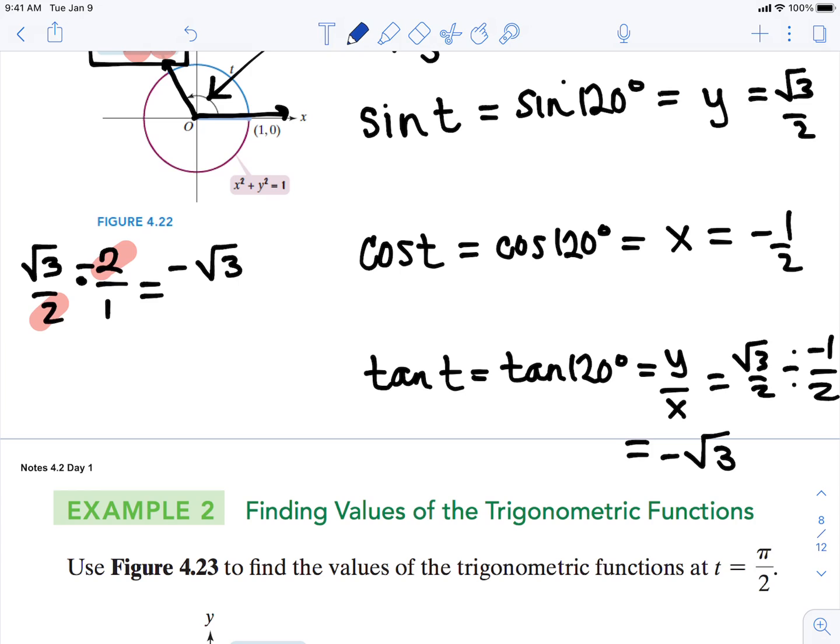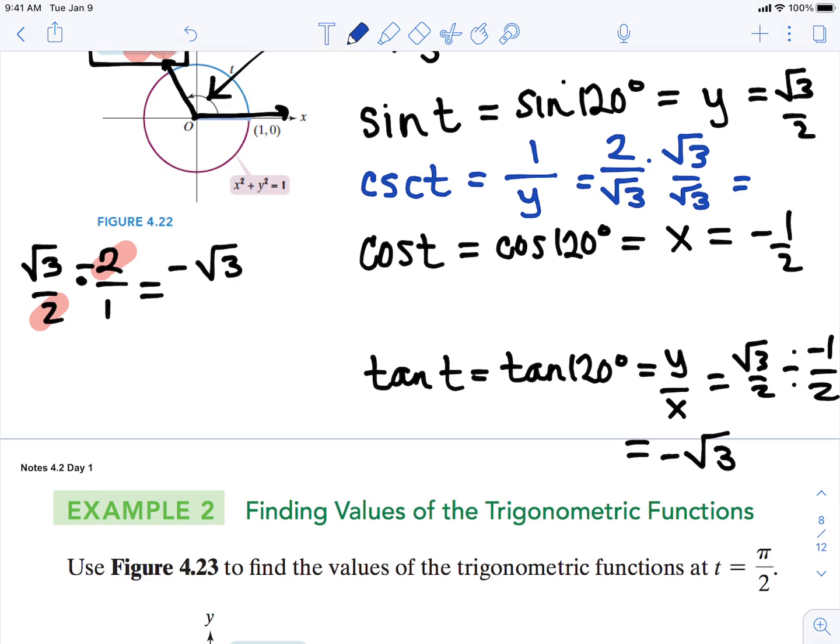Now we're going to work with the inverses. So the inverse of the sine is the cosecant. So we have to just go 1 over y. We're going to have to reciprocate. So we're going to take 2 over the square root of 3. Now anytime you see a radical in the denominator, if you remember, we have to rationalize it. So we're going to get 2 square roots of 3. The square root of 3 times square root of 3 is 3.